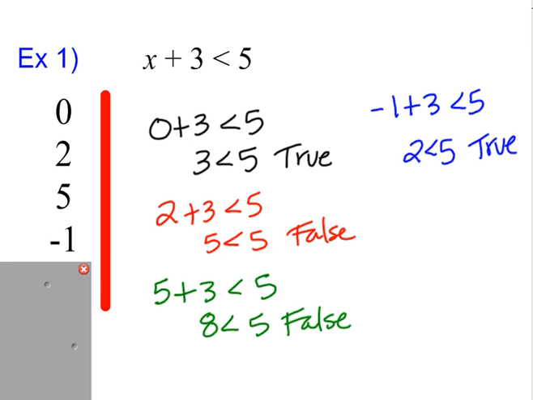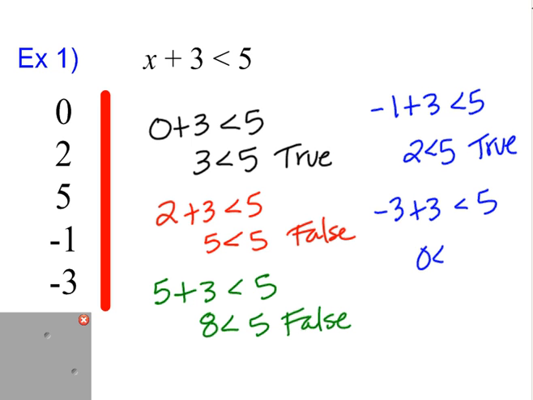And one last one. Let's put a negative 3 in there. Negative 3 plus 3 is less than 5. Well, a negative 3 and plus 3, they're opposites, so that's going to take us to 0. And is 0 less than 5? That's true as well.